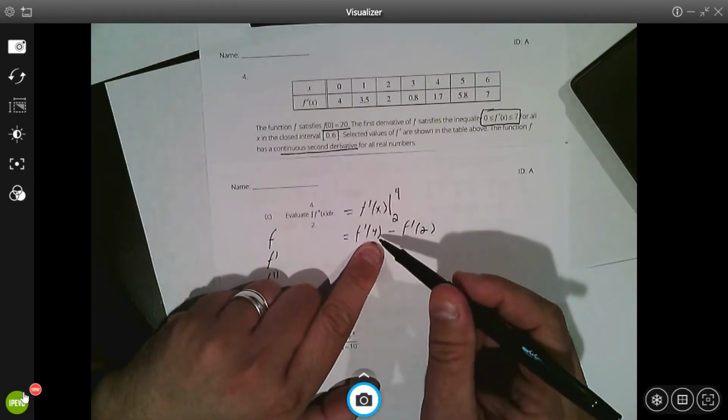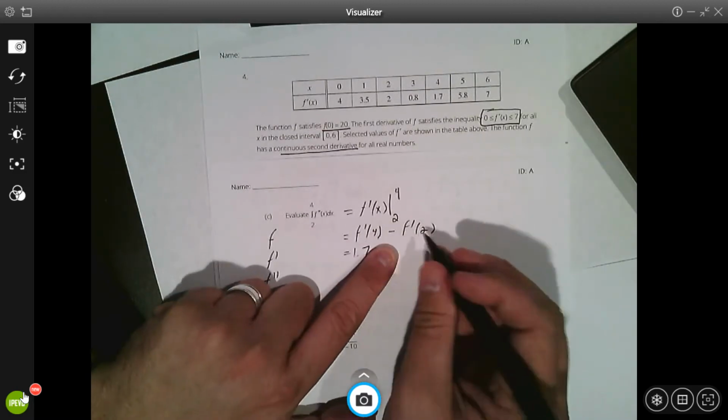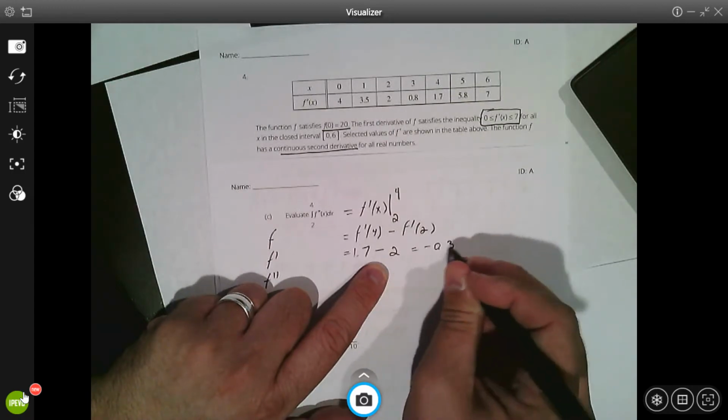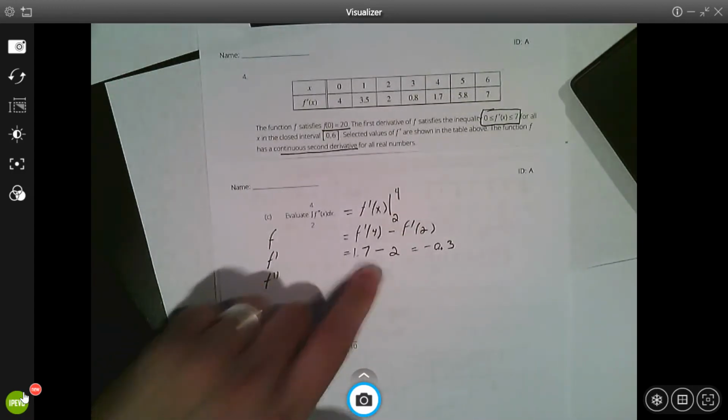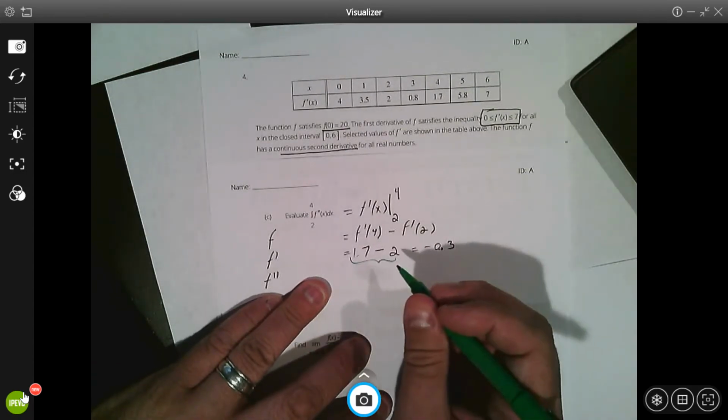Where does f prime of 4 come from? You're going to go to your table. F prime of 4 is 1.7. F prime of 2 is 2. That's equal to negative 0.3. Of course, you could have stopped right here.